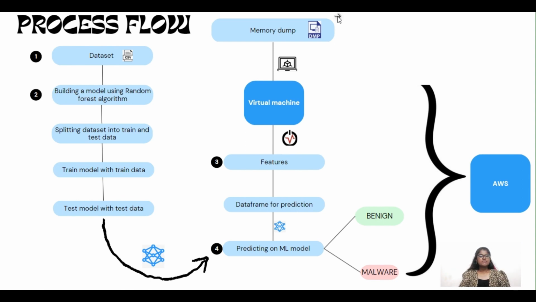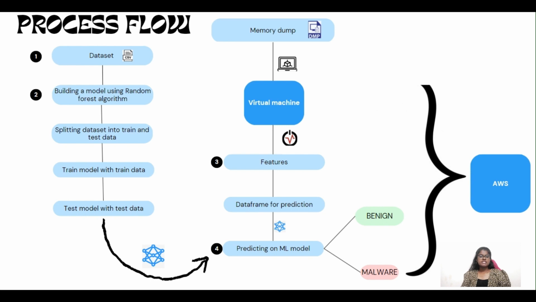This is the process flow of how our application works. First, we'll be building our ML model. On the data set, we will build a model using the random forest algorithm, as we found random forest has great accuracy and TPR compared to other algorithms. Next, we split our data set into train and test data, then train our model and test it with the test data. Now our model is ready for predictions.